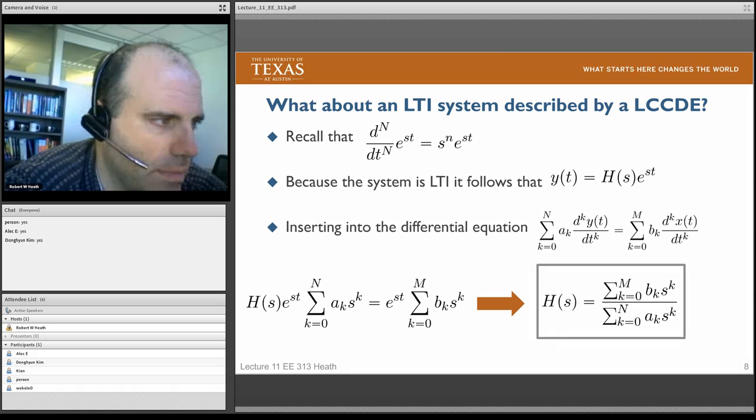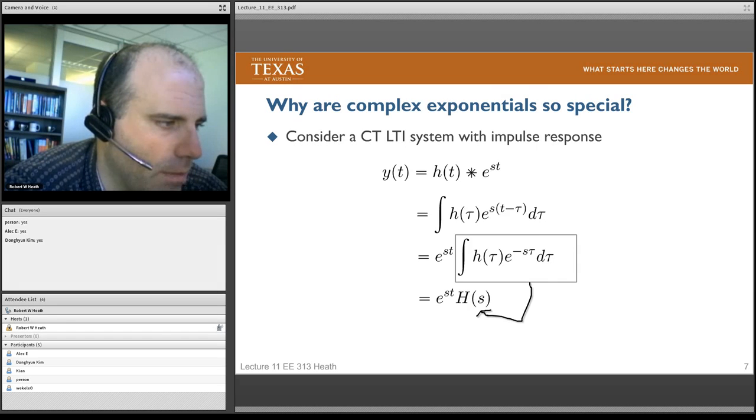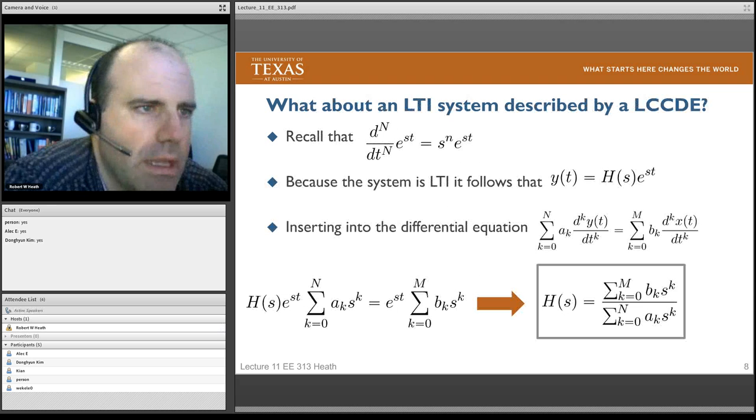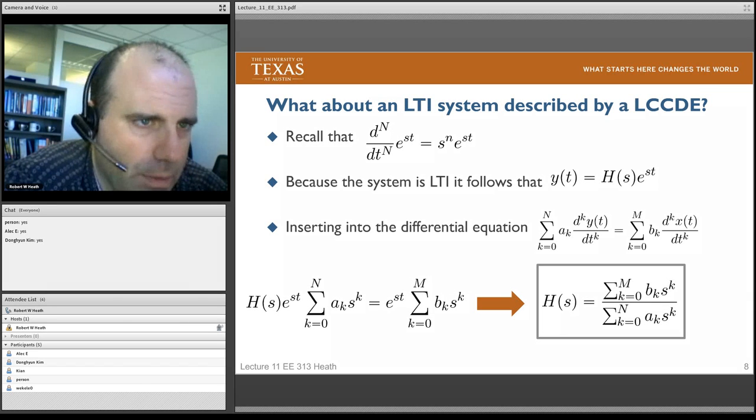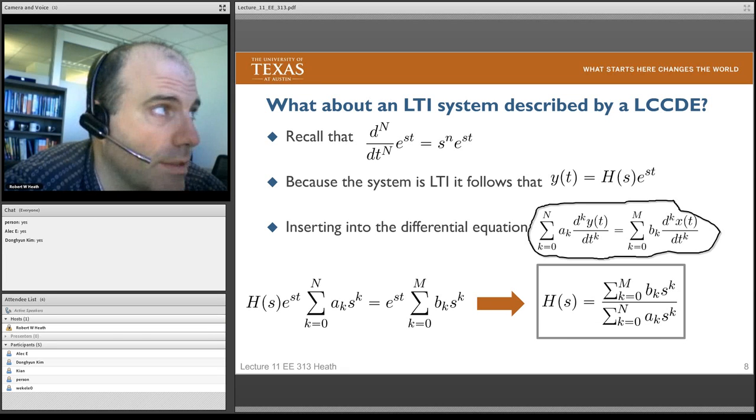Sorry, I'm messing up the screen for some reason, let me go back and come back again. Okay, so the input and output are related through the standard linear constant coefficient differential equation up here, and we know that the input is e to the st. Using this property, we can write the right-hand side as e to the st times the sum from k equals 0 to m of b_k times s to the power of k.